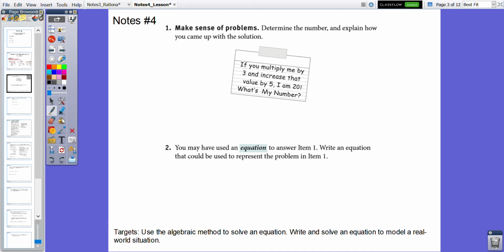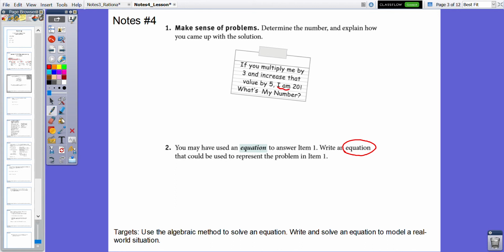For number 2, it says you may have used an equation to answer item 1. Write an equation that could be used to represent the problem in item 1. So let's talk about this. Remember, an equation means that we're using an equal sign here. If we're going to translate what we have in the note card above for number 1 into words, we're going to think of it this way.